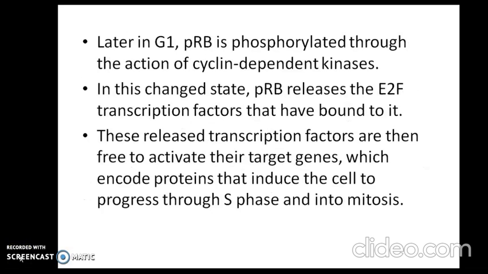Later in G1, pRB is phosphorylated through the action of cyclin-dependent kinases. In this phosphorylated state, pRB releases the E2F transcription factors that have bound to it. These released transcription factors are then free to activate their target genes, which encode proteins that induce the cell to progress through S phase and into mitosis.